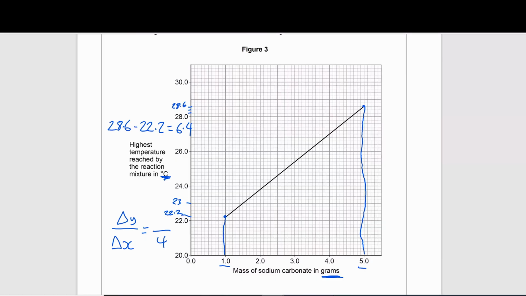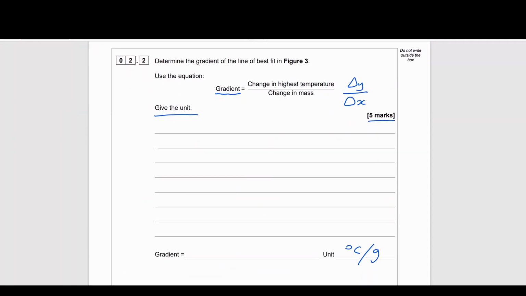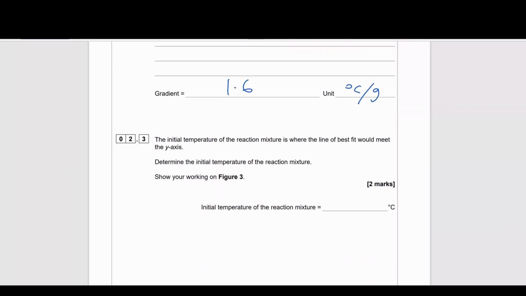So to calculate our gradient, that is going to be 6.4 divided by 4, which should give us a value of 1.6. So 1.6 degrees C per gram is our gradient.